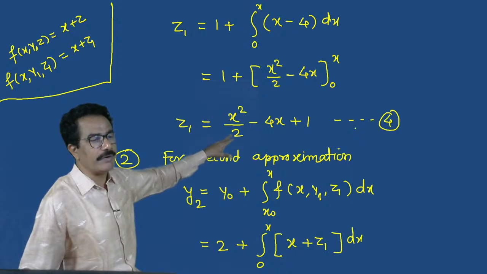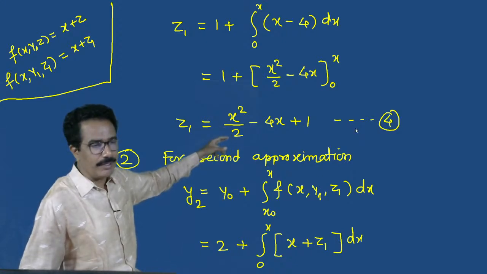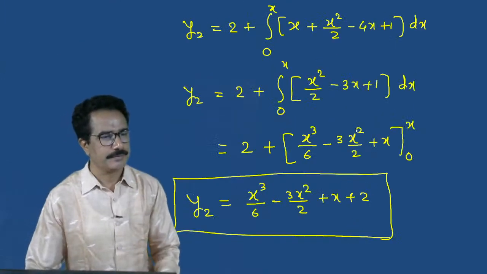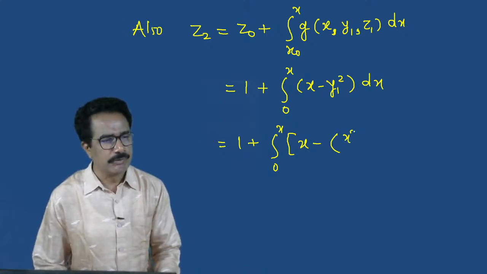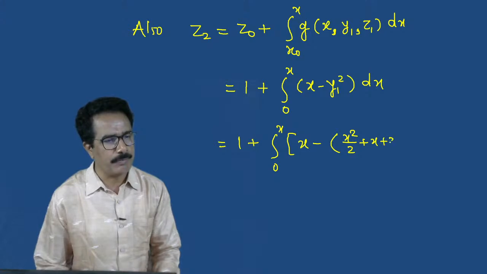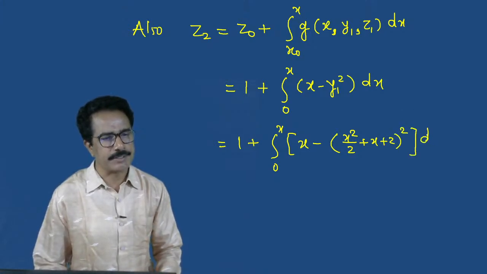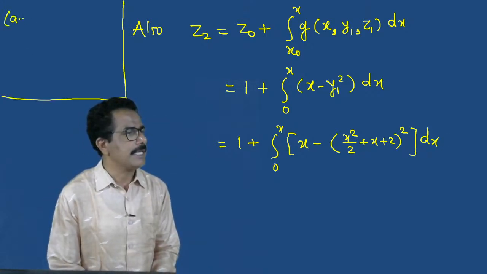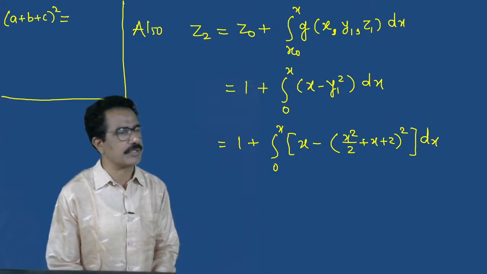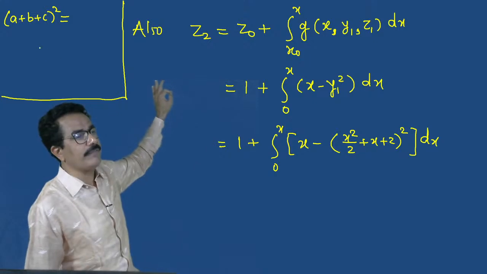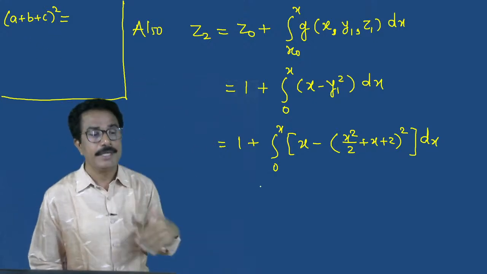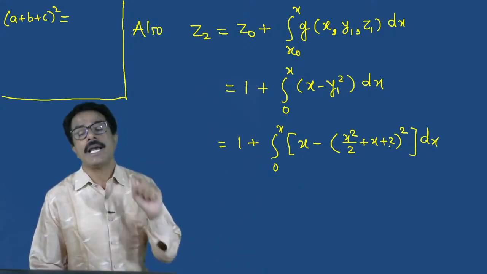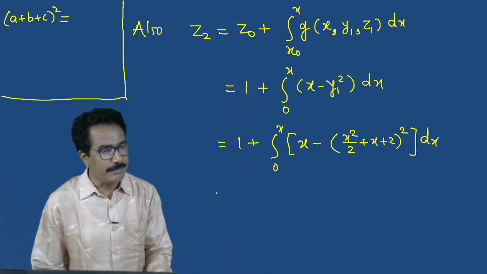Now you have to put in the value of y1. What is the value of y1? We have to check. x square by 2 plus x plus 2, bracket square dx. Now here we have to solve this by using the formula for a plus b plus c bracket square. Who can tell me the expansion formula for a plus b plus c bracket square? And then we have to multiply by y, because this is the value of y1. So first you have to use the bracket square formula and then multiply.